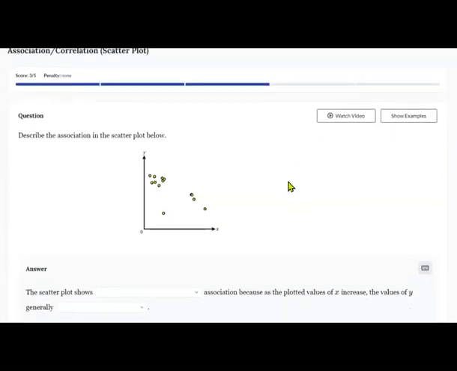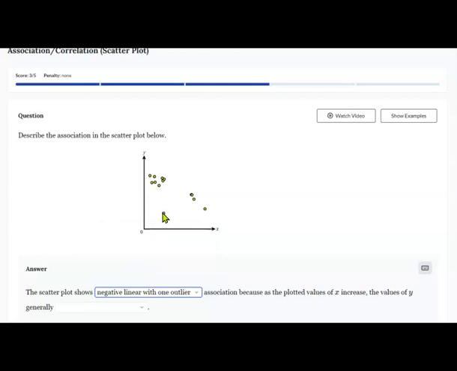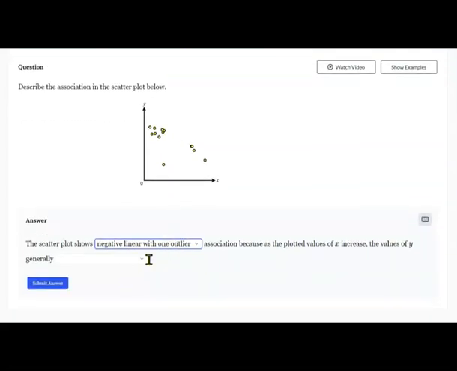Now take a look at this one. It's also decreasing, but look at that yellow dot. It's kind of off in the distance. So we're going to say that this has a negative linear, but it has one outlier, because that one dot seems to be kind of far away. But the reason we're picking negative is because the y values are generally decreasing.